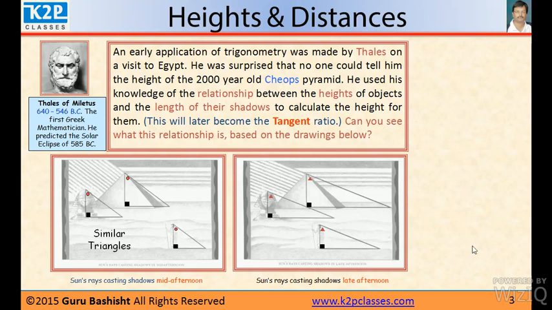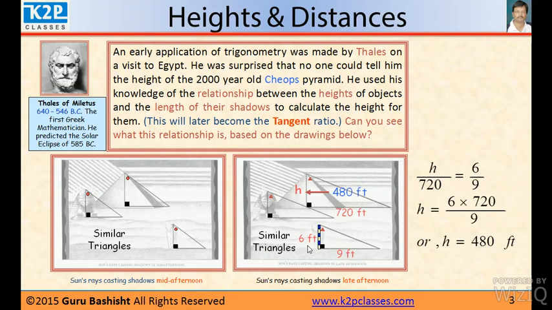Look, the person is 6 feet tall and the shadow is 9 feet. Here we know 720 feet is the shadow length. Suppose the height is h. So h by 720 equals 6 by 9, because the two triangles are similar, and similar triangles have one property: their corresponding sides' ratios are the same. So from this formula we can say h equals 480 feet.